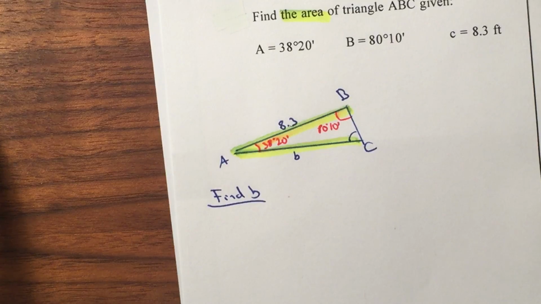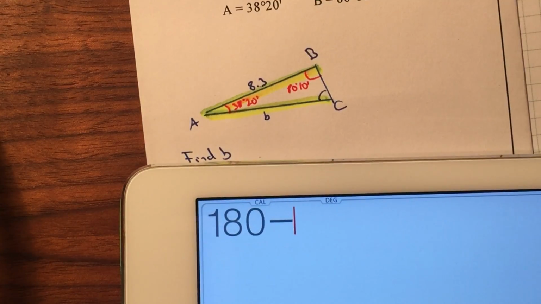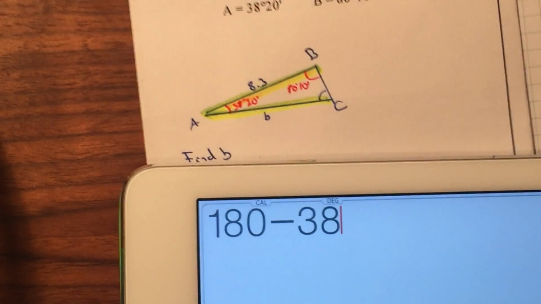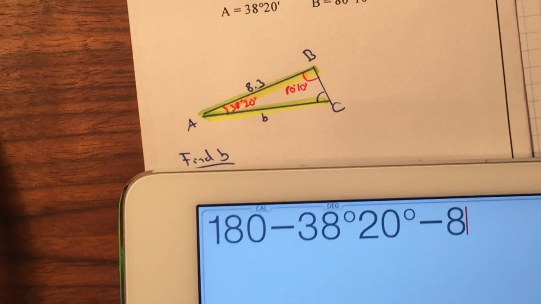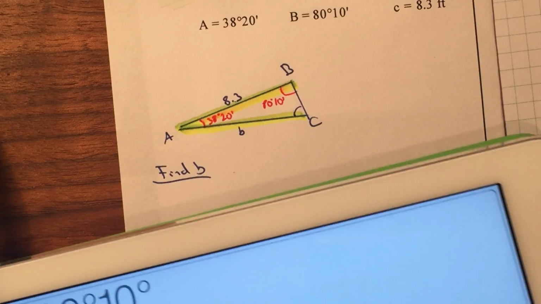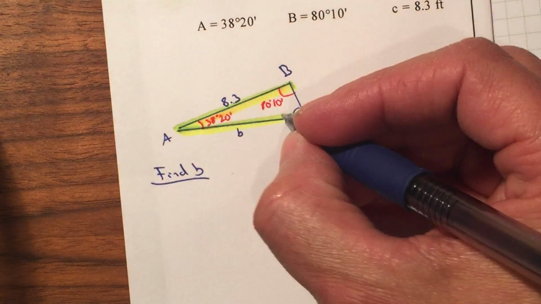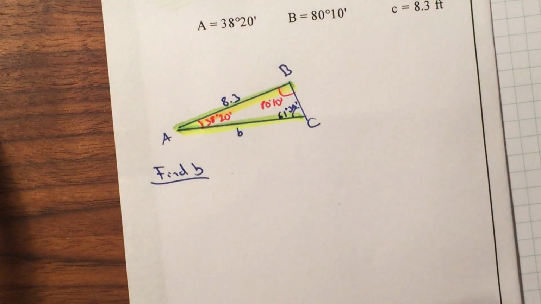So I know that all three angles will be equal to 180. So I'll place 180 minus 38 degrees 20 minutes minus 80 degrees 10 minutes. And that'll be 61.5 or 61 degrees and 30 minutes, since it's half an hour, 30 minutes.